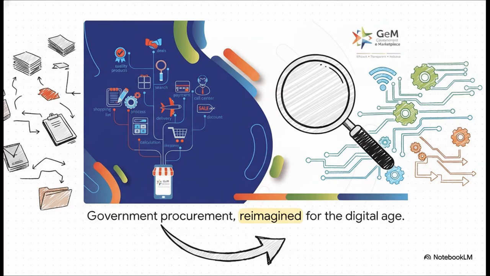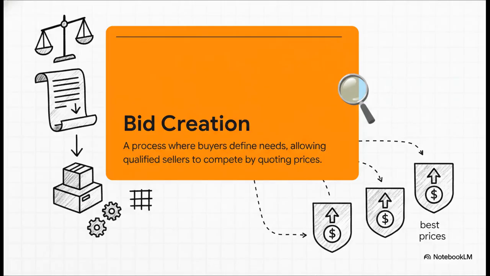Well, it completely changes the game for how government purchasing works. It takes all those old, slow, paper-heavy processes and swaps them for one single digital marketplace. The idea is to go from a bunch of disconnected steps to one smooth, transparent, and really efficient online system. Okay, so what in the world is a bid?